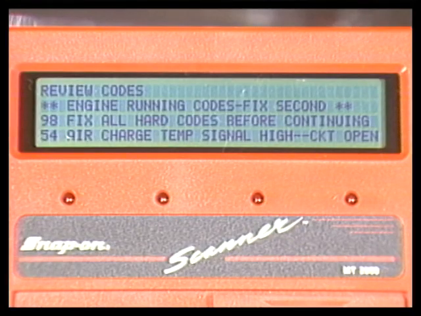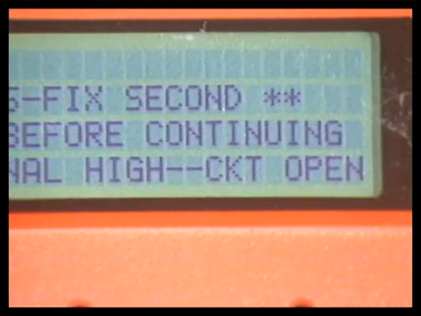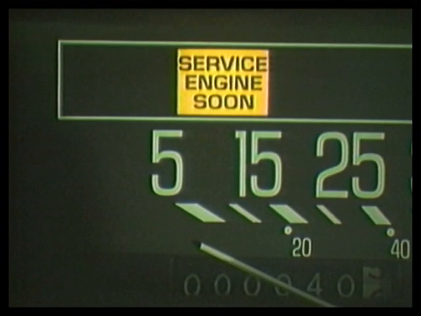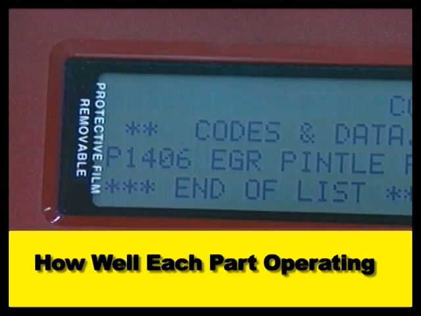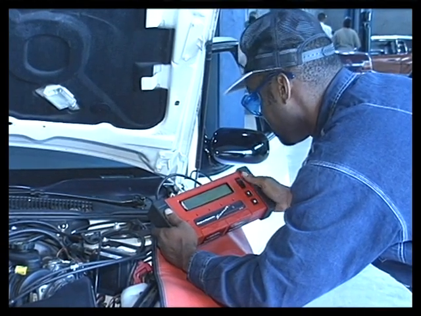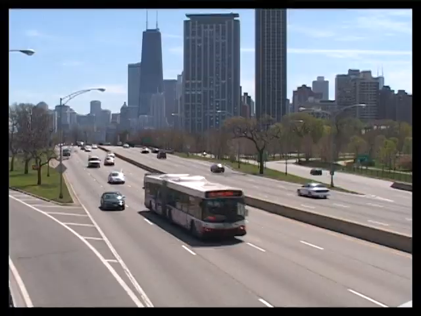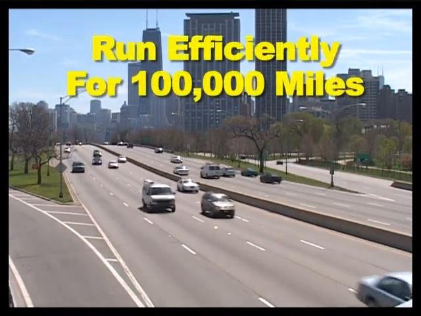The purpose of OBD is to let you know when important mechanical and electronic parts are working abnormally, increasing air pollution and fuel consumption. Older onboard diagnostic systems simply illuminated a dash light if a sensor or circuit stopped working completely. Today's onboard diagnostic systems go a step further by monitoring how well each part of the system is operating. New vehicle diagnostics detect not just complete part failure, but parts deterioration and change in performance. OBD2 is designed to keep the vehicle running efficiently for at least 100,000 miles.